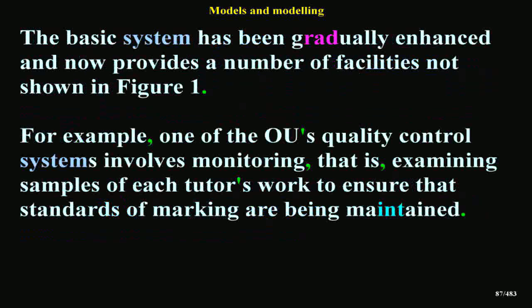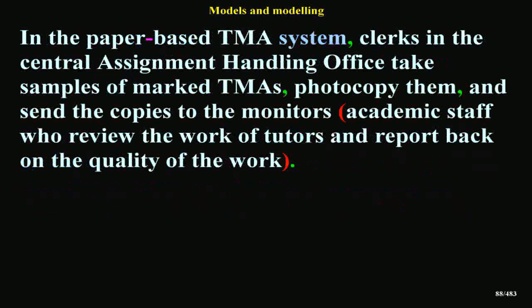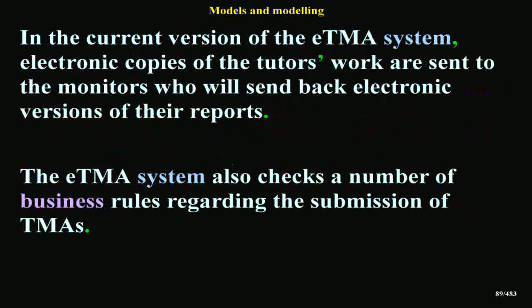The basic system has been gradually enhanced and now provides a number of facilities not shown in Figure 1. For example, one of the OU's quality control systems involves monitoring, that is, examining samples of each tutor's work to ensure that standards of marking are being maintained. In the paper-based TMA system, clerks in the Central Assignment Handling Office take samples of marked TMAs, photocopy them, and send the copies to the monitor's academic staff who review the work of tutors and report back on the quality of the work. In the current version of the ETMA system, electronic copies of the tutor's work are sent to the monitors who will send back electronic versions of their reports.